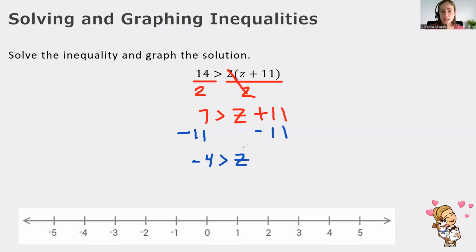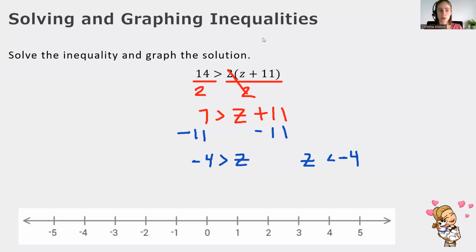So this is a completely acceptable way to write your answer. But because I have to graph it, I do better when I'm graphing if my variable is first. So I'm going to rewrite this so my variable is first. Just be careful that when we're flipping this inequality around, we flip everything around, including our inequality sign. So I'm going to flip the z over to the other side, flip my inequality. Oops, that didn't write properly. There we go. And then flip the -4 over to the other side.